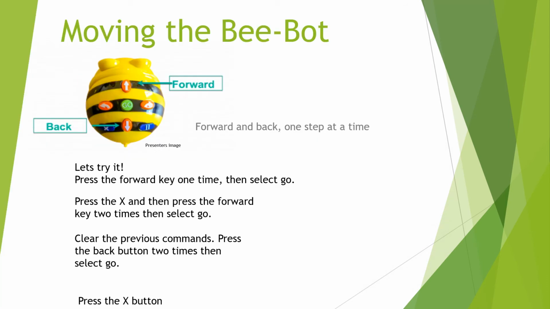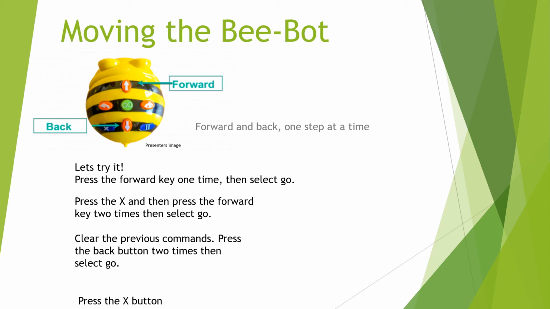Moving the Bebot. The Bebot moves forward and back one step at a time. One step is equal to 6 inches, 15 centimeters, or one length of the Bebot. Now, let's try it. Press the forward key one time, then select go. Press the cross clear button, and press the forward key 2 times, then select go. The Bebot will move forward 2 units, one at a time.